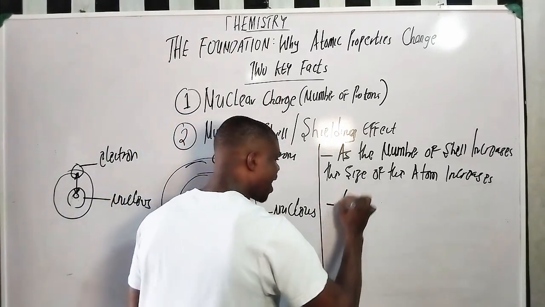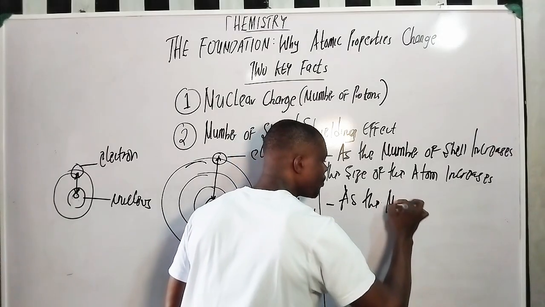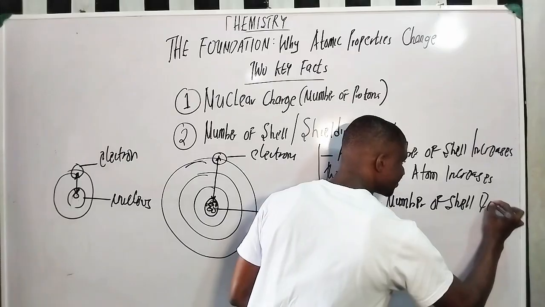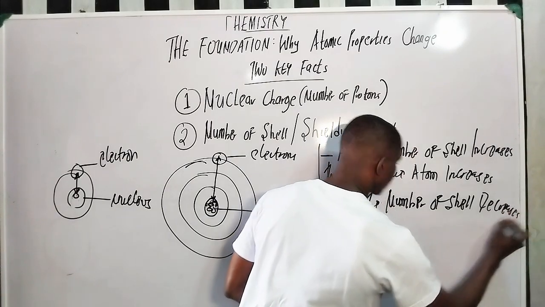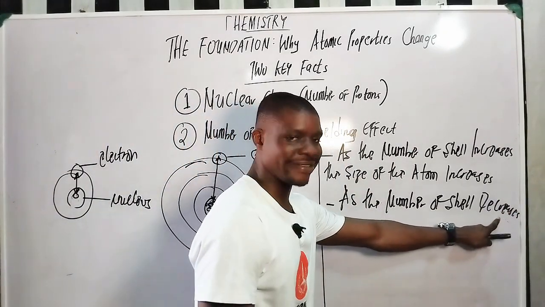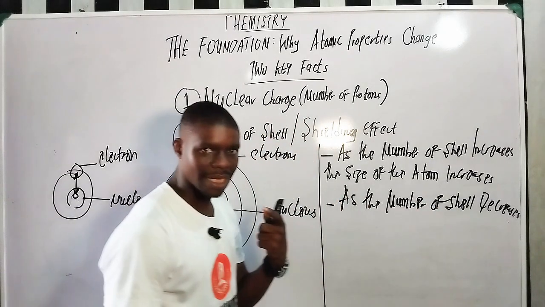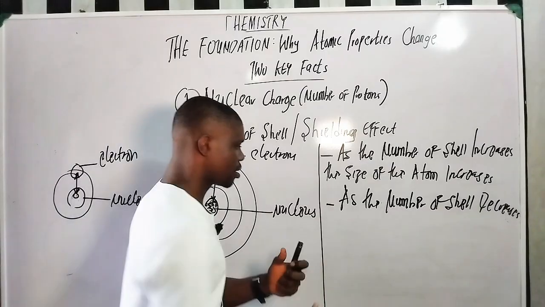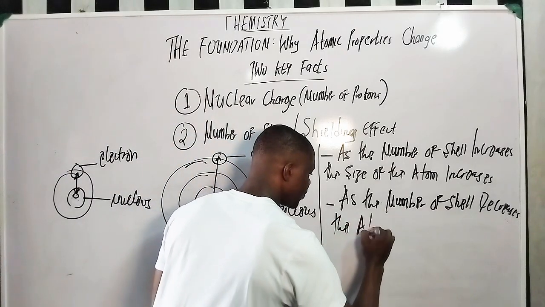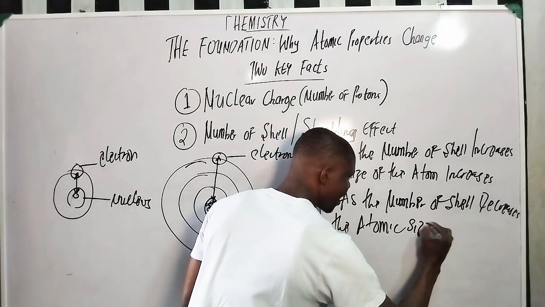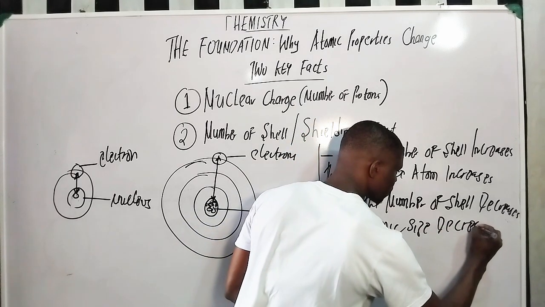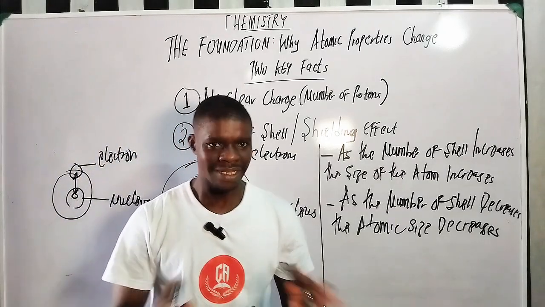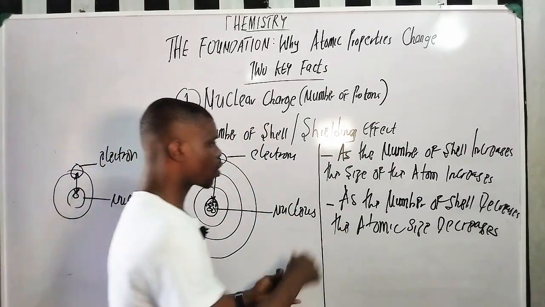Another thing here is that as the number of shells decreases, what happens to the size? The size decreases. The atomic size decreases. So these are things you need to pay close attention to. You understand? You need to pay close attention to this thing here.